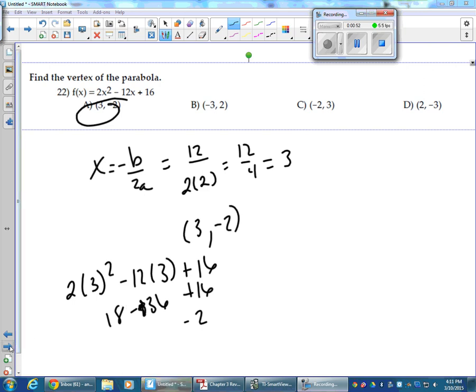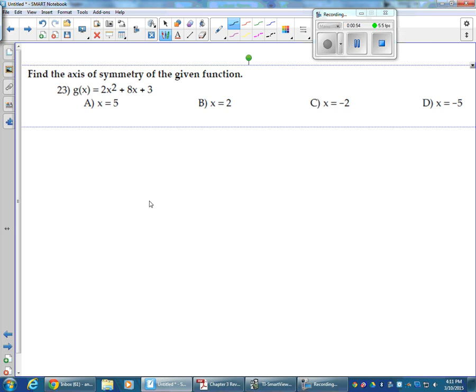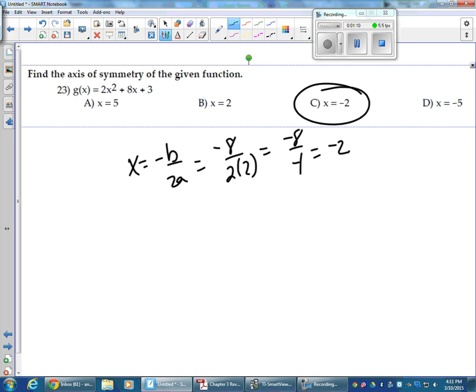Number 23. Find the axis of symmetry. Well, that's just the x-coordinate of the vertex. That's where this splits this parabola in half. So it's, again, x equals negative b over 2a. So that's going to be negative 8 over 2 times 2. So negative 8 over 4 is negative 2. X equals negative 2 will be the axis of symmetry.